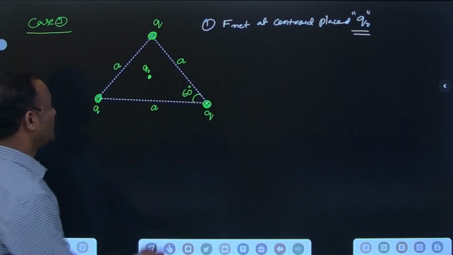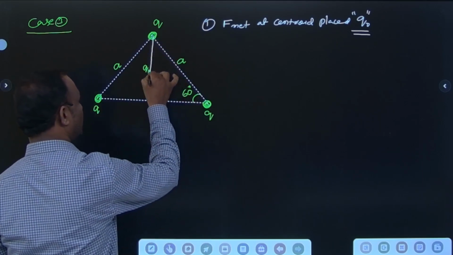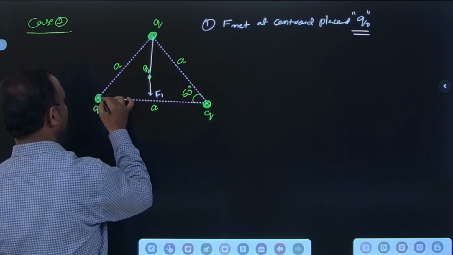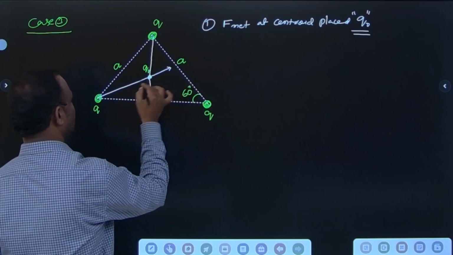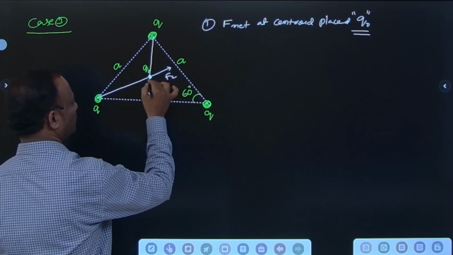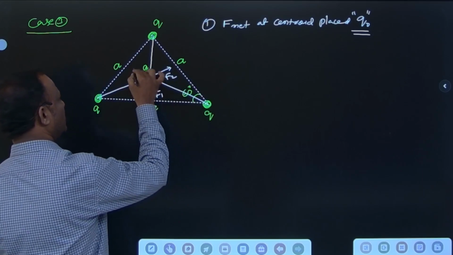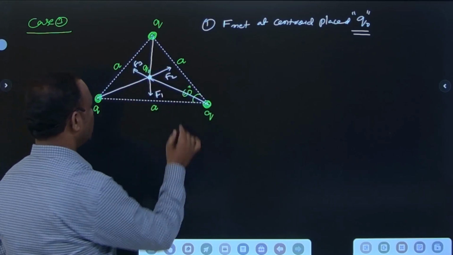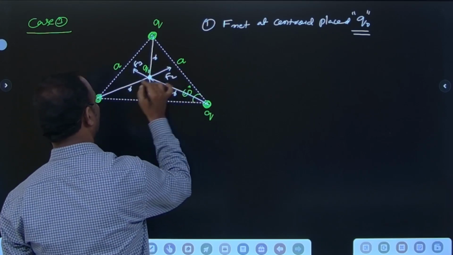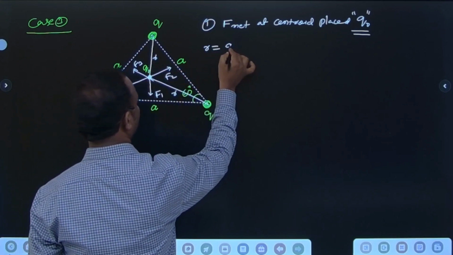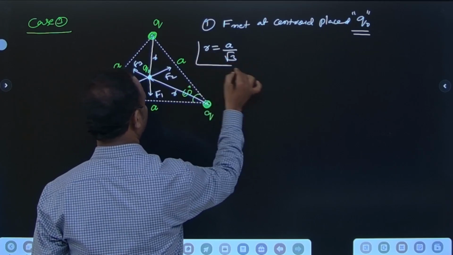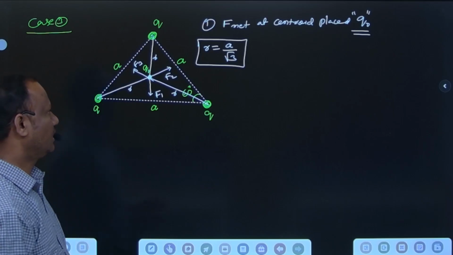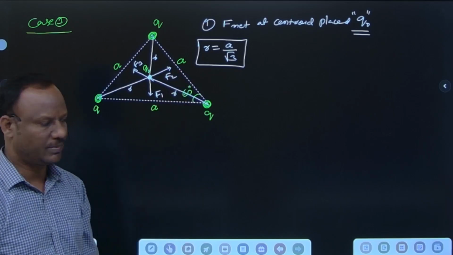First one, between these two, let it be F1. Between these two, it should be F2, away. Between these two, it's F3. Correct? This distance is R. So you know already that R is equal to A by root 3, the distance from centroid to its vertex of an equilateral triangle.